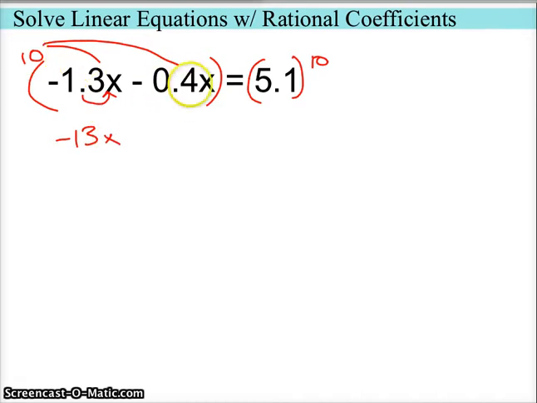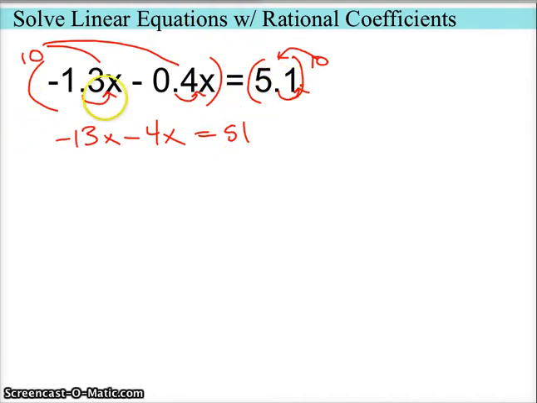10 times 4 tenths makes it 10 times bigger, so it looks like the decimal moves to the right, and we now get just 4x. On the other side, 5 and 1 tenth times 10 gets 10 times bigger, and now we are just left with 51. So after multiplying both sides by 10, because every decimal value was a tenth, we have this statement.